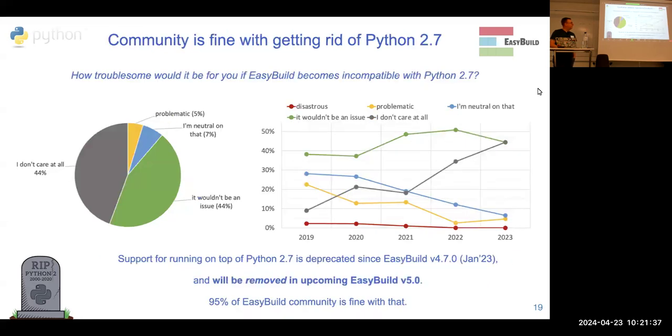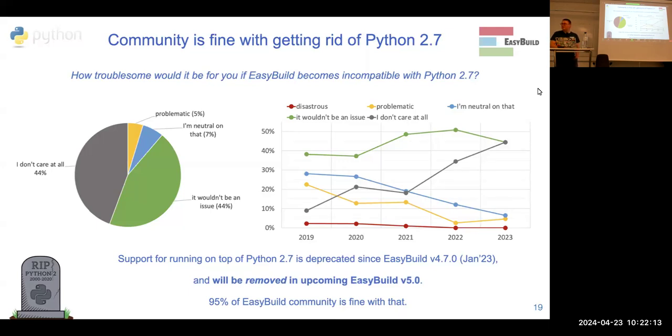How many people are fine with getting rid of 2.7? Yeah, most of them are, of course. It's now basically 95%. 5% says it's problematic, but it's only problematic probably because they have to install 1 or 2 extra packages, which is very easy to do. Even on CentOS 7, you can very easily install a Python 3.6 and just tell EasyBuild to use that instead. So it shouldn't really cause any trouble for people in practice if they look into it for a couple of minutes. You've been getting deprecation warnings since January of last year.